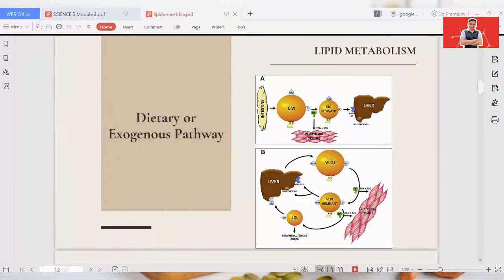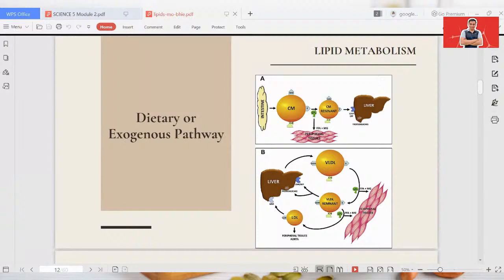So, sa lipid metabolism, we have two pathways, the exogenous and endogenous. And unahin muna natin yung exogenous. So, before mangyari yung exogenous pathway, kailangan muna merong lipid absorption na mangyari sa ating intestine. Since fats are water insoluble, kailangan ng special mechanisms to facilitate intestinal absorption.